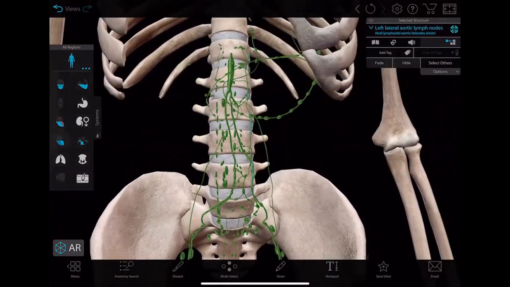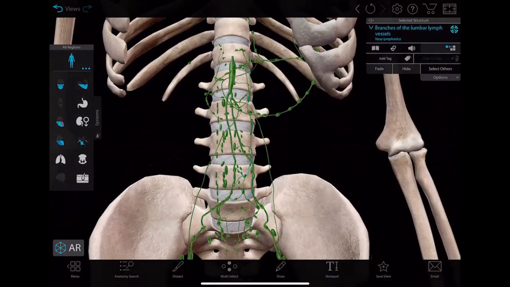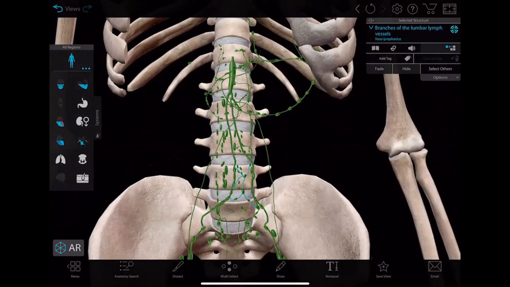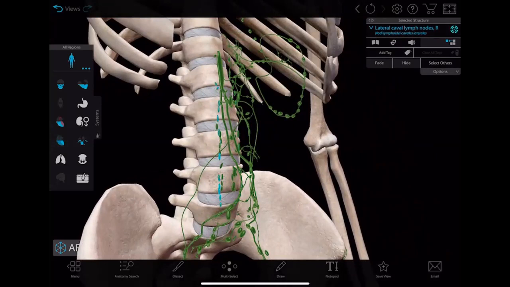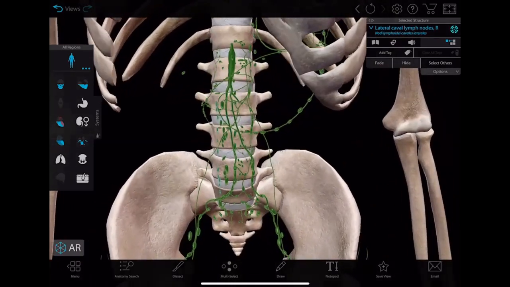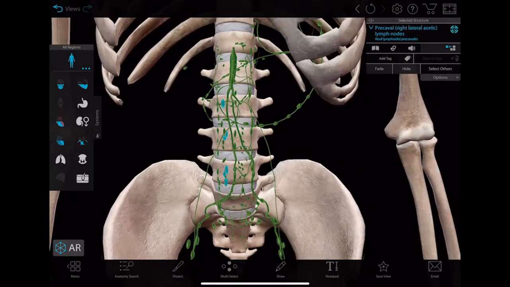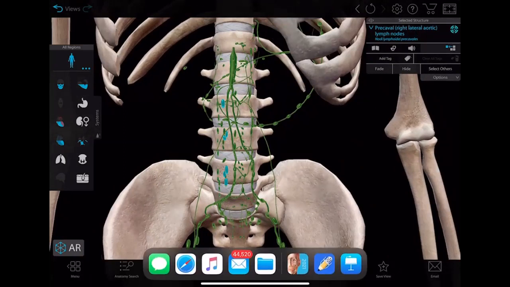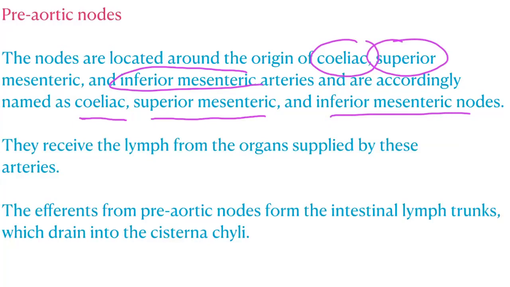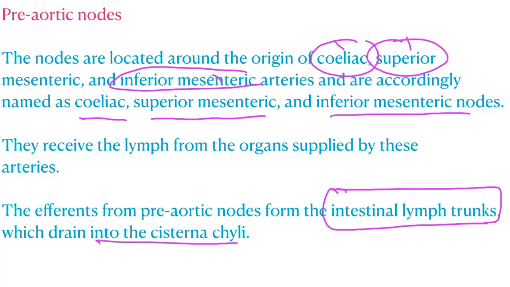These are para-aortic lymph nodes, but we should look at pre-aortic. Where are they? They receive lymph from the organs supplied by these arteries, that is the celiac, superior mesenteric, and inferior mesenteric arteries. The efferents from pre-aortic nodes form the intestinal lymph trunk, which drains into the cisterna chyli.